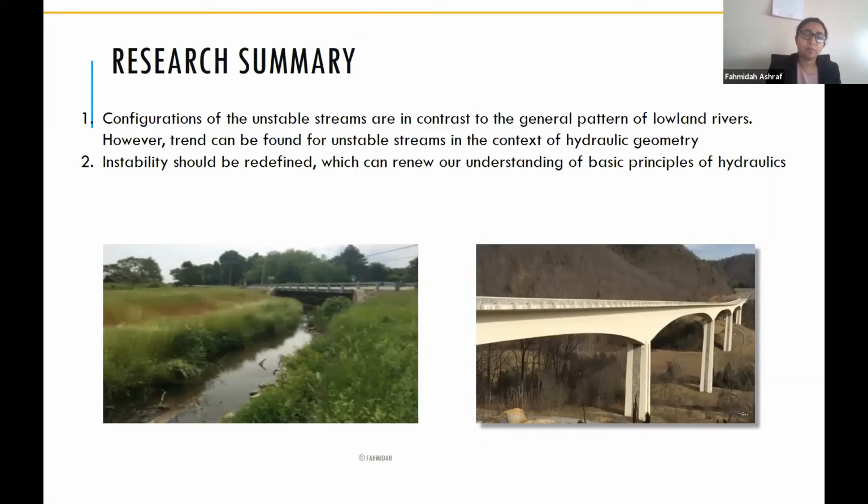From the preliminary analysis, the conclusion I reach is that the configuration for unstable streams is in contrast to the general pattern, but still they follow a trend. And instability should be redefined, at least from the hydraulic point of view, which can renew our basic principles of hydraulics. So we can come up with better design guidelines for hydraulic structures and also for stream restoration. Thank you, everyone. With this, I'll be ending my talk and happy to answer any questions you have.